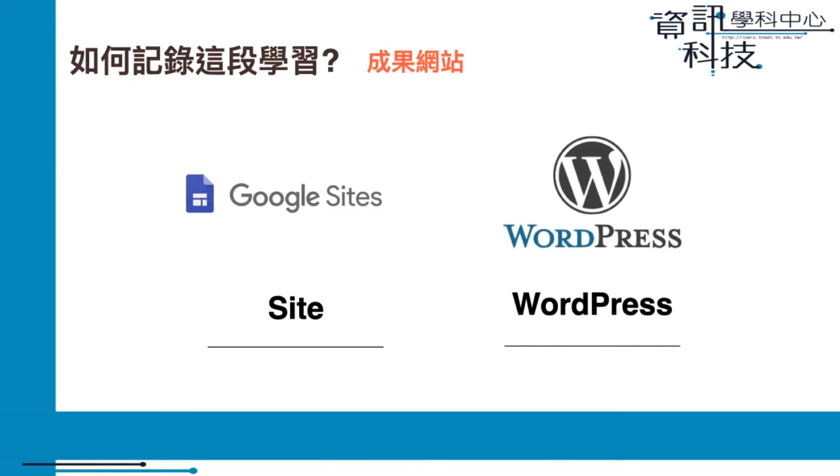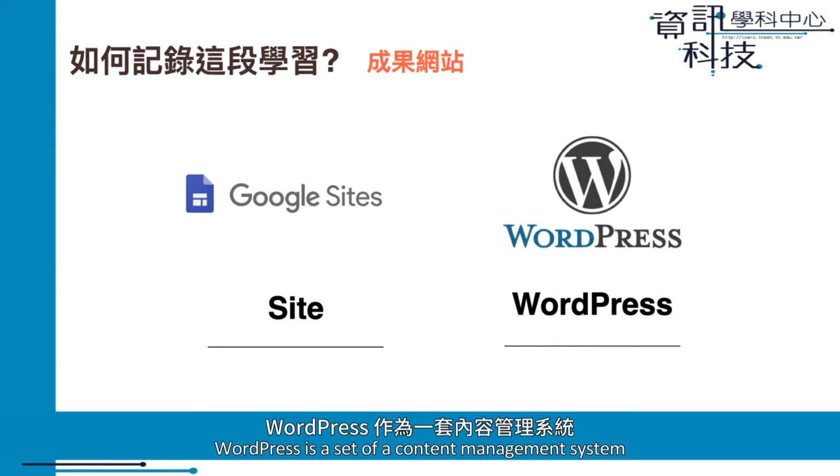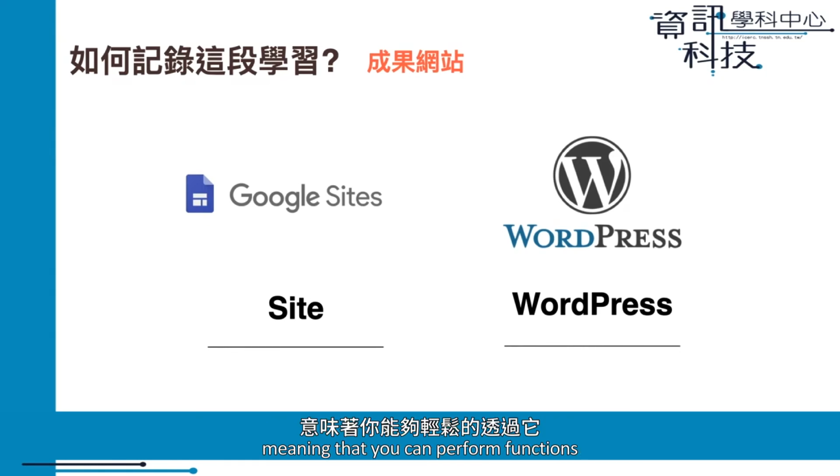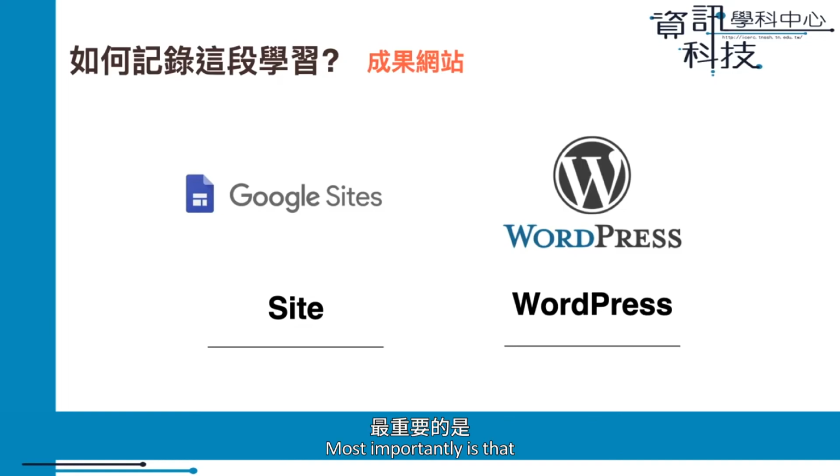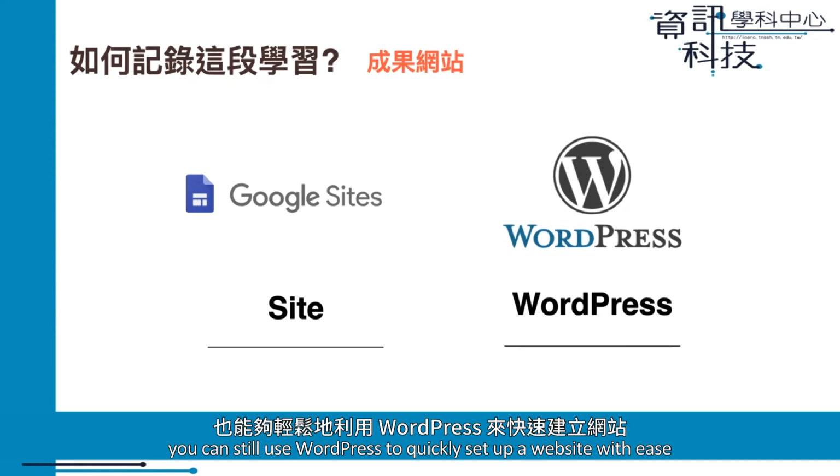WordPress. WordPress is a content management system, meaning that you can perform functions such as managing a website and publishing articles easily through it. Most importantly, you do not need to reinvent the wheel or learn how to write the program. You can still use WordPress to quickly set up a website with ease.